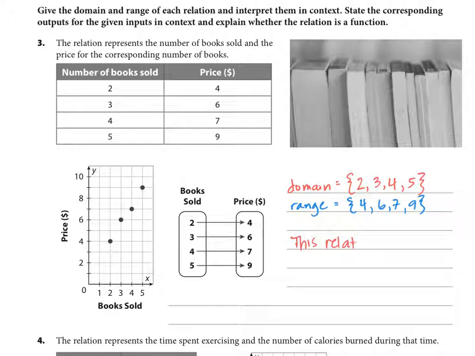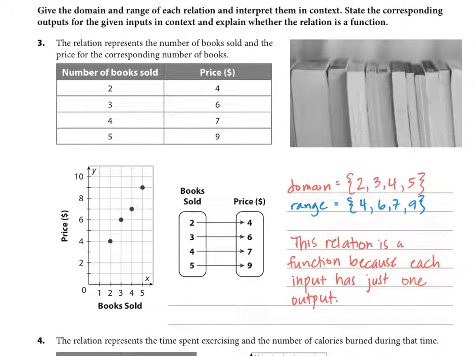This relation is a function because each input has just one output. Okay.